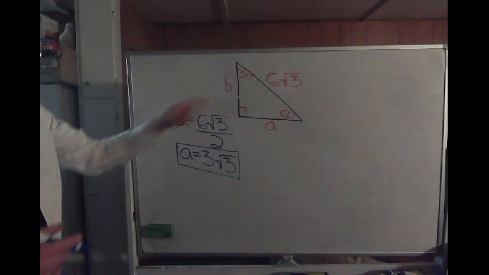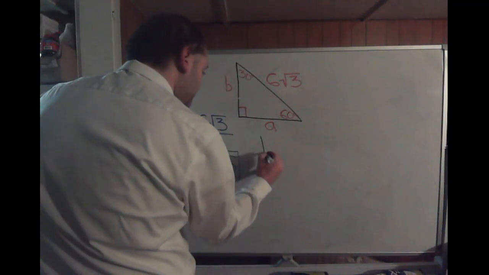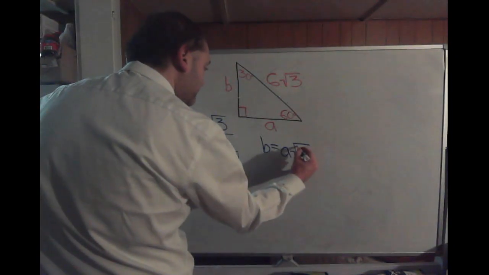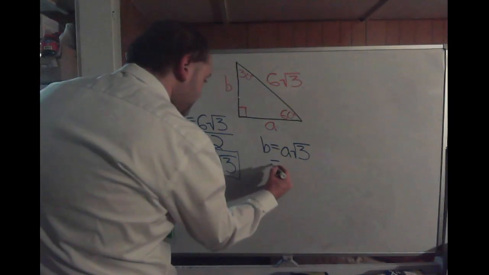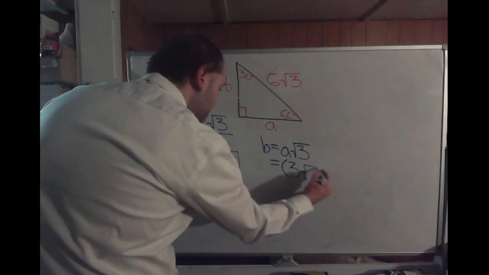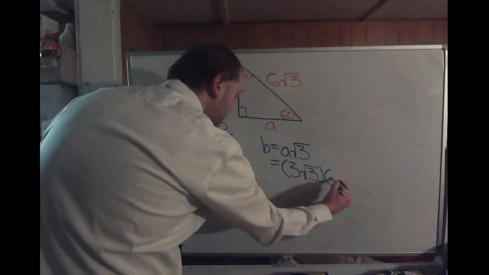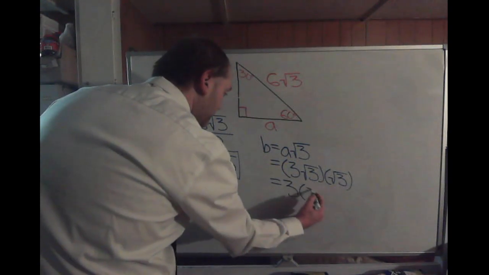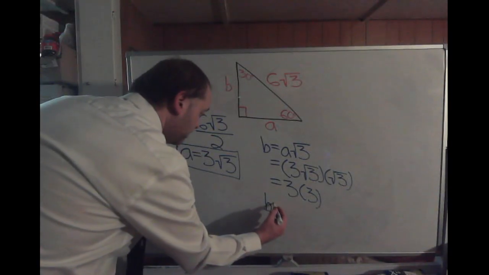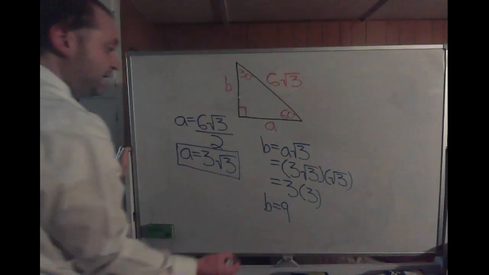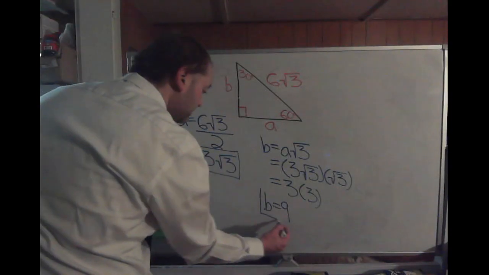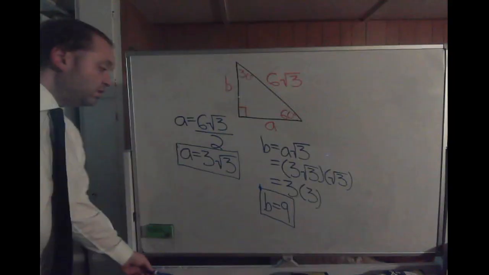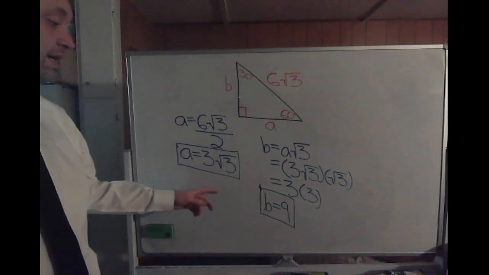Now you can proceed to finding the length of your longer leg, because that would simply be B is equal to the length of A times the square root of 3, which would mean that you would take the quantity of 3 times the square root of 3, all that times the square root of 3, which would literally be equal to 3 times 3, which means the length of your longer leg would have to be 9. So the length of your longer leg in this case is going to be 9.